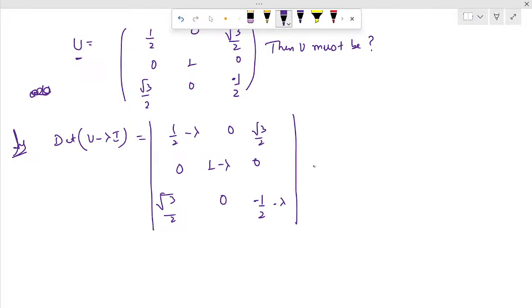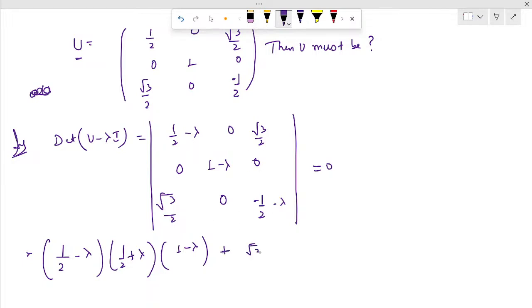This will do, and try to place it equal to 0. If I do this thing, what am I going to get? I'm going to get 1 by 2 minus lambda and then 1 by 2 plus lambda. This is fine. And again, 1 minus lambda as well, with a negative sign. Minus 0, forget about it, plus root 3 by 2 and minus root 3 by 2, 1 minus lambda is equal to 0.